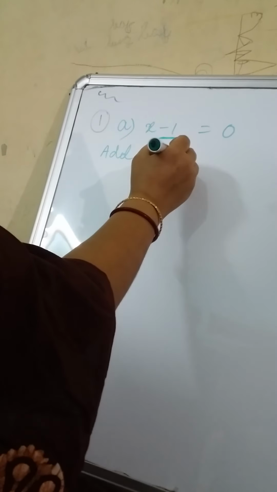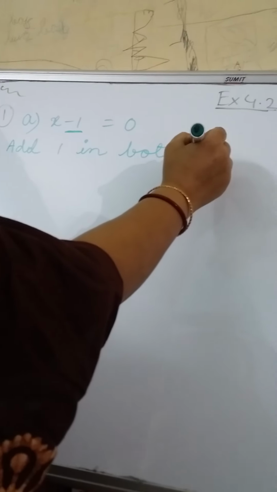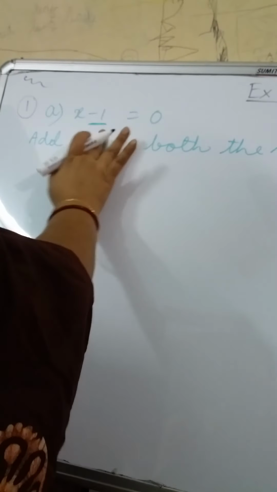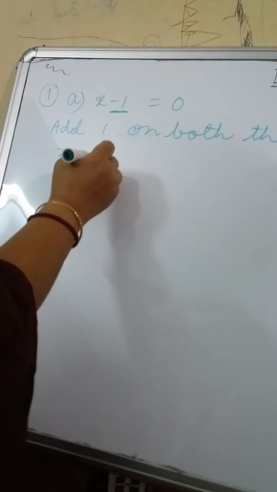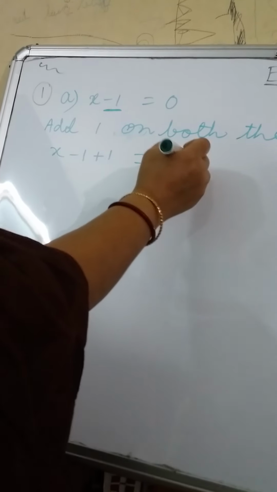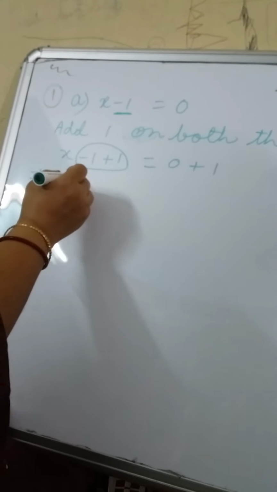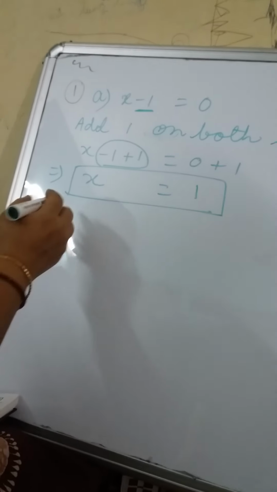Add 1 on both the sides. That means x minus 1, so you add 1 to make it 0, and 0 plus 1. Minus 1 plus 1 becomes 0, so only x will remain. 0 plus 1 is 1. That is the solution of this equation. So in every case you have to write the step first.